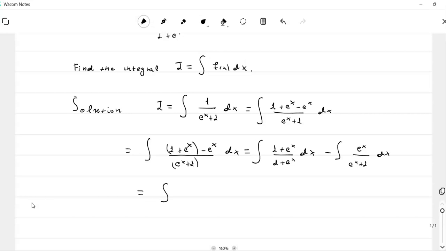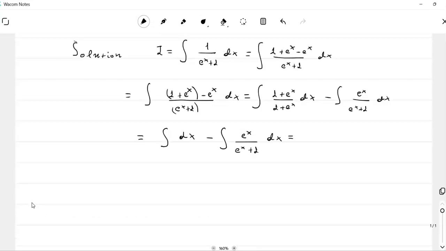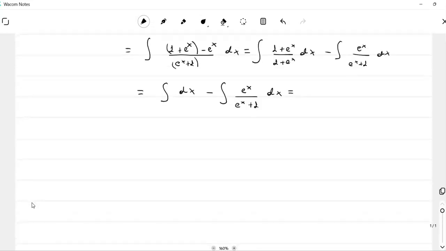Here I can simplify the expression. So it's the integral of 1 dx minus the integral of e to the power of x over e to the power of x plus 1 dx. So how can I write this further? How can I further expand this?